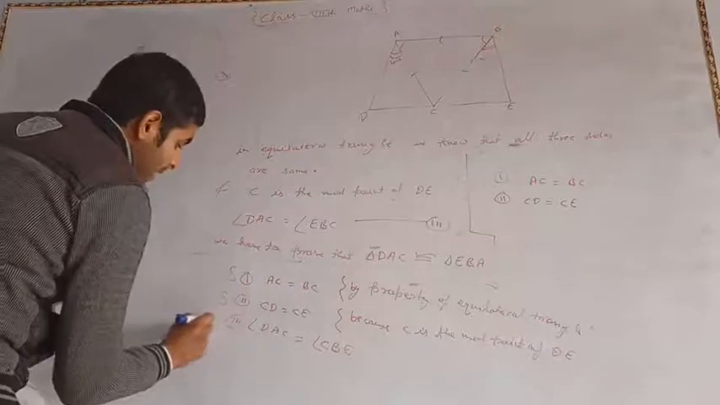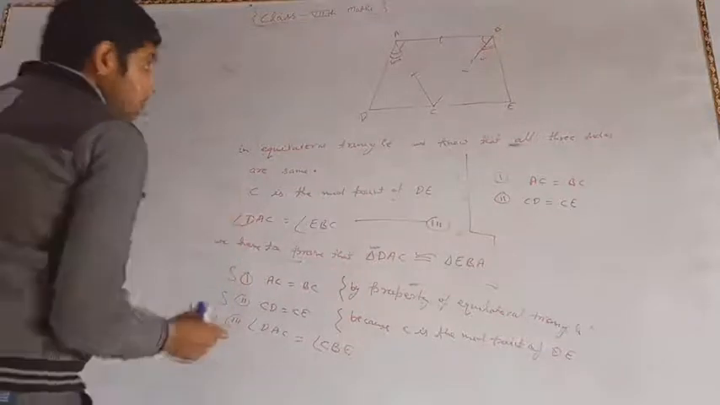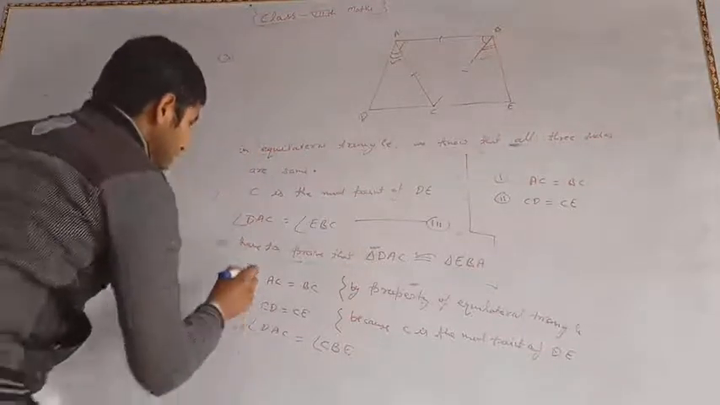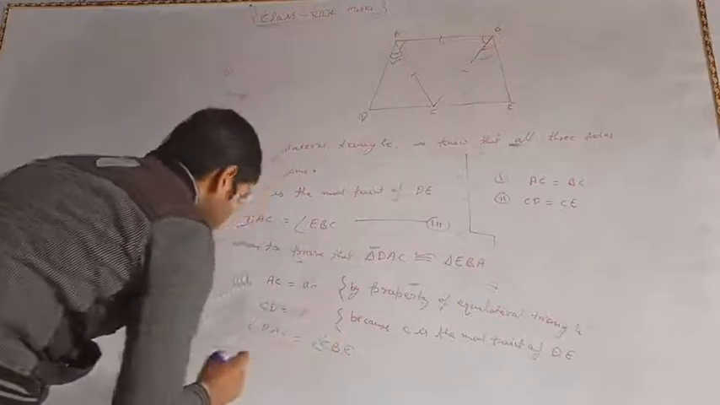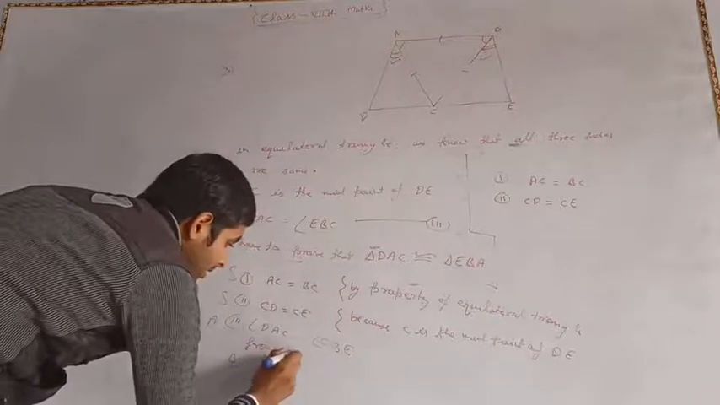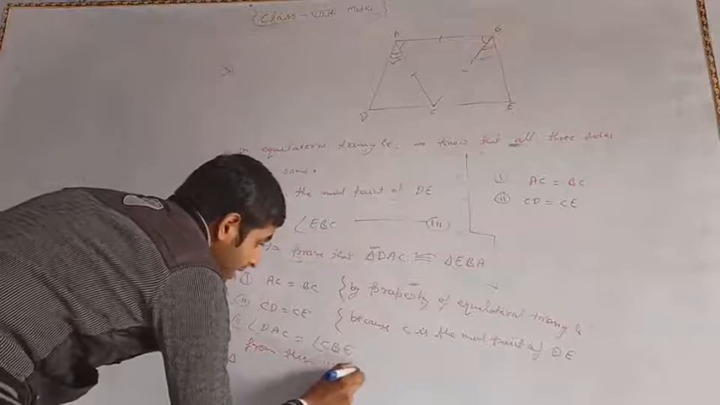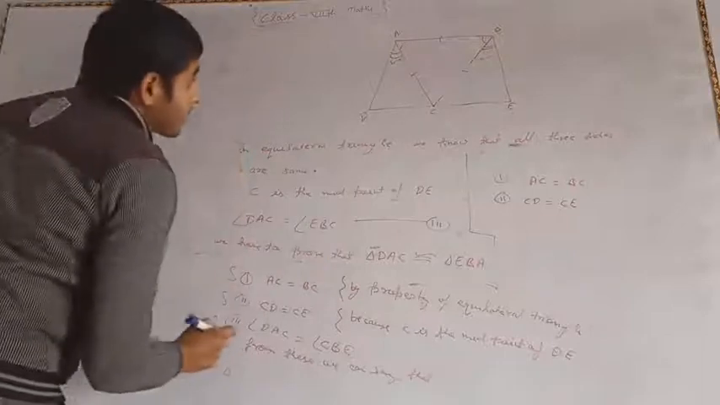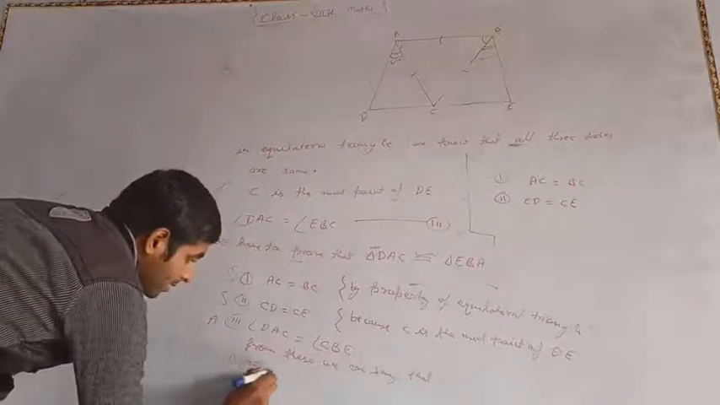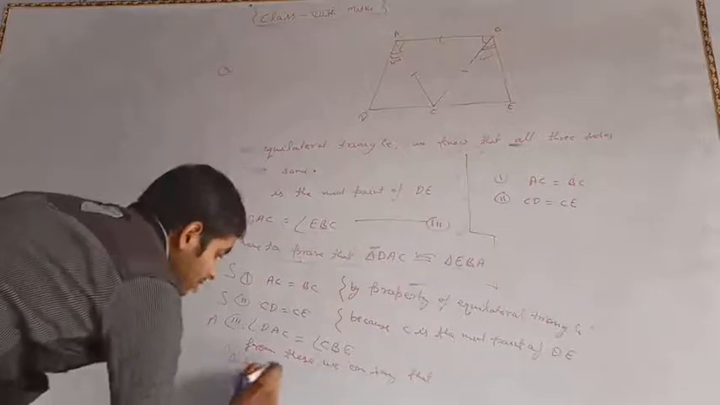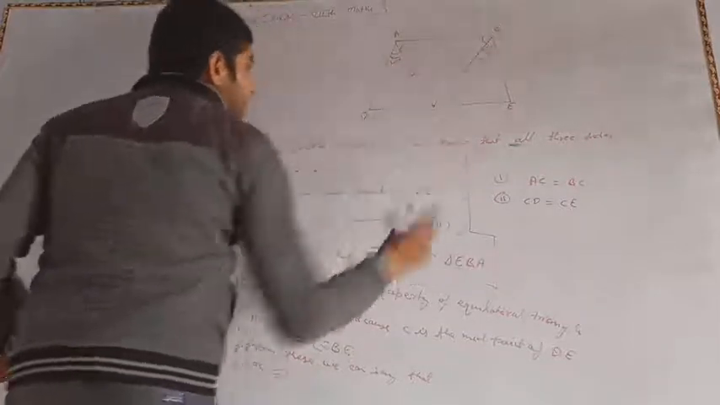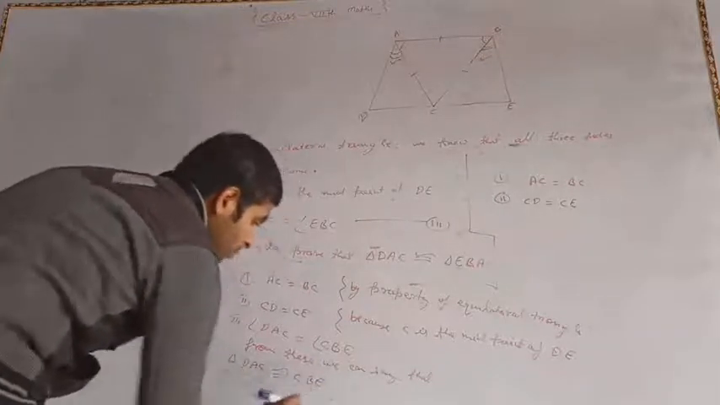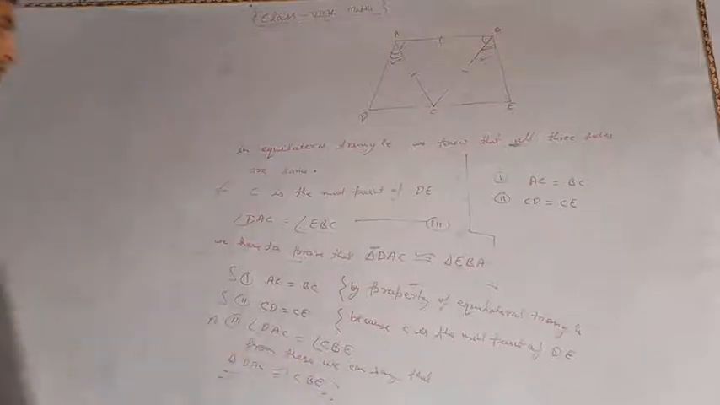Side, angle, side. So from these three equations, we can say that triangle DAC is congruent to triangle CBE. So we have proved this, which is the required solution of this problem.